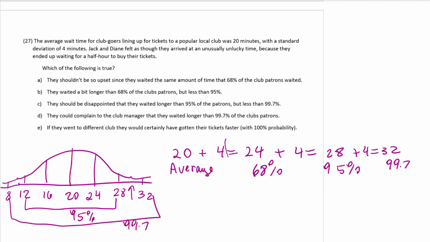They are right in between 28 and 32. So they're more than 95%, but they're less than 99.7%. So they are kind of in the far away zone.